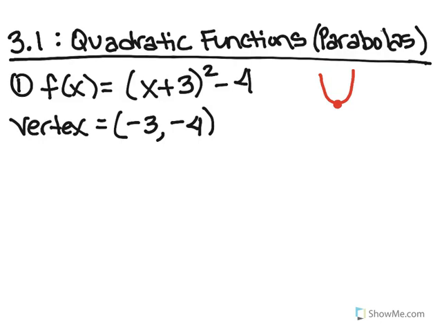So my vertex will start for the x coordinate the opposite. It's kind of having the same effect as with the circles. When you were giving me the center in 2.2, you gave me the opposite. So the x coordinate would be -3. The y coordinate is on the outside. It stays the same. It will be -4. That's our vertex.